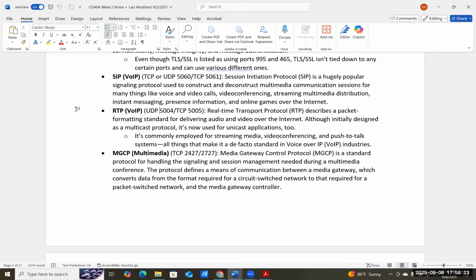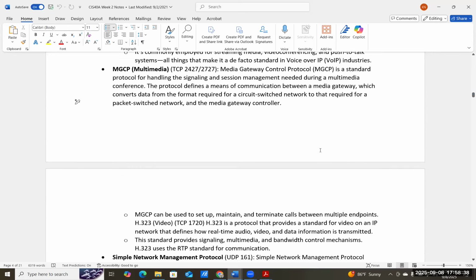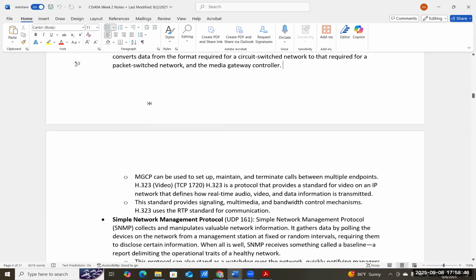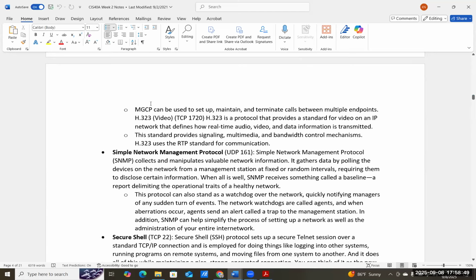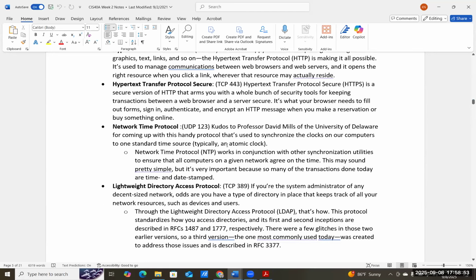And then, we can talk about multicasting and all of that later. And then your MGCP, which is your media gateway control protocol. This is used for session handling, for conferencing, for media gateways. So if you have media servers or video streaming, you would likely see this type of protocol being used. Okay.